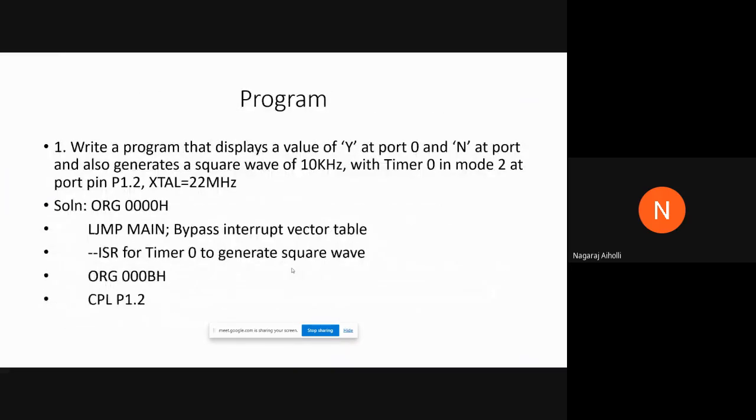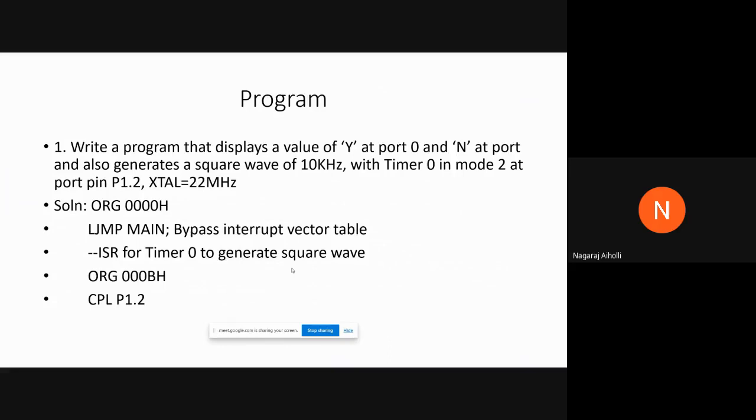Let us see a program. Let us write a program. Write a program that displays a value of y at port 0 and n at port 2, and also generates a square wave of 10 kilohertz with timer 0 in mode 2 at port pin P1.2, assuming crystal frequency equal to 22 megahertz.